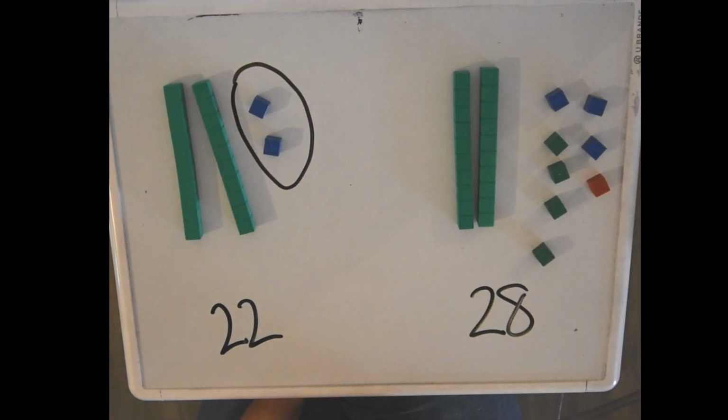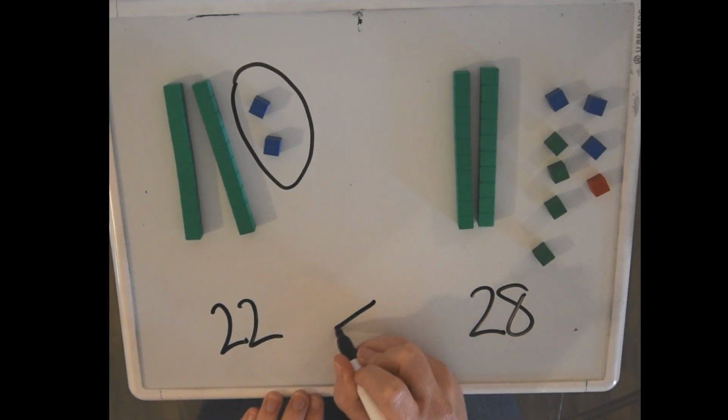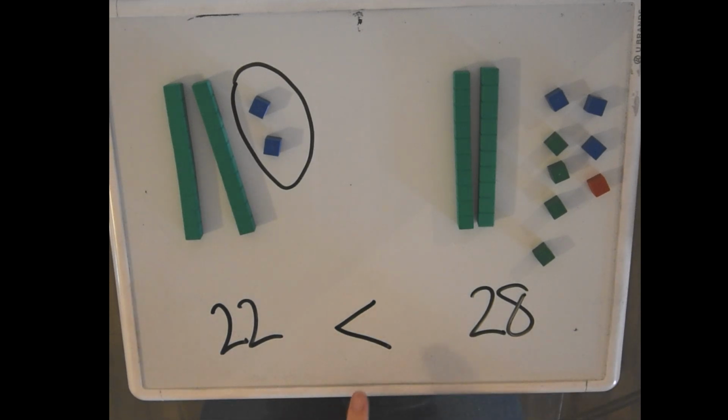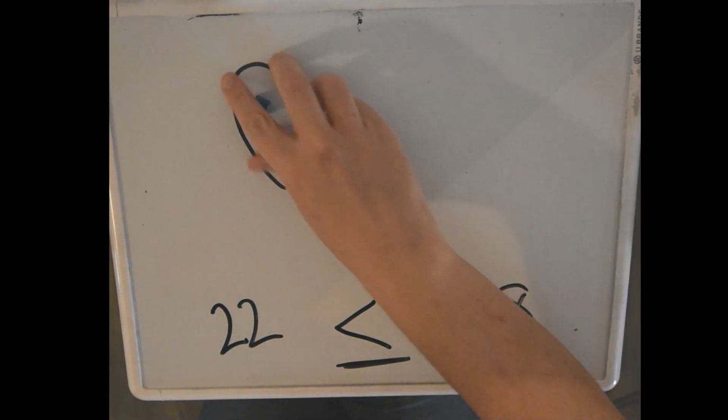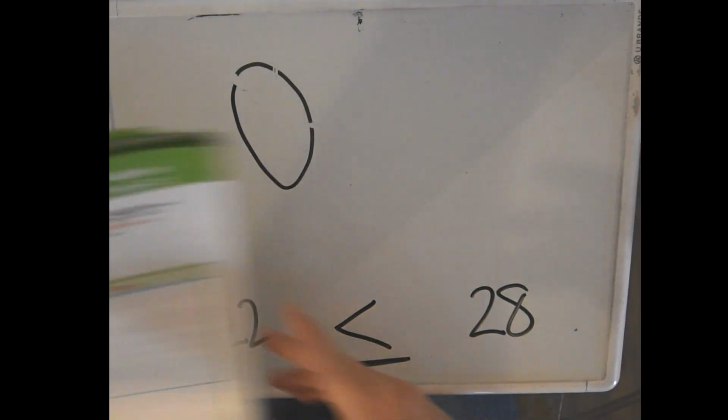22, right? Because it only has 2 ones. So that means 22 is less than 28. Remember, this is the less than symbol. Okay, so now on your paper, you're going to draw out your numbers.